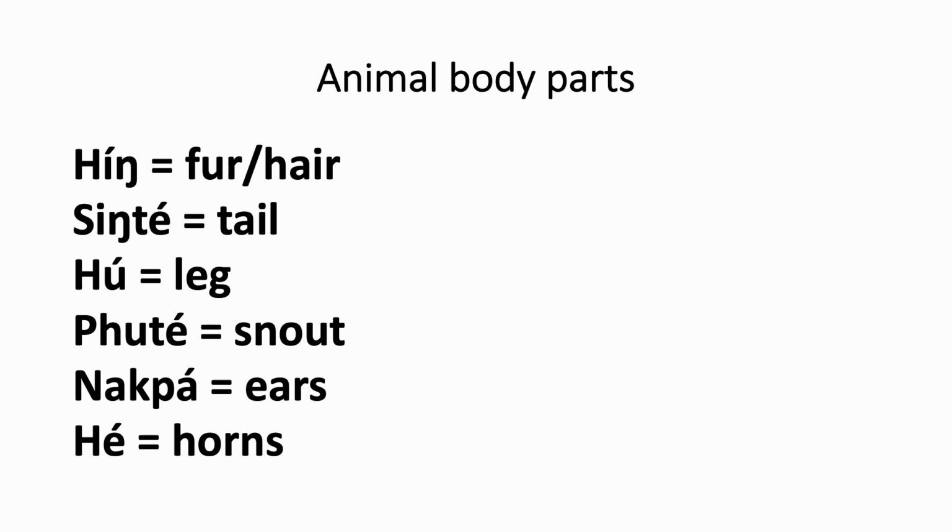Probably a good idea before you start this is to go over the animal body parts that you're going to be using for whatever animal. So he, sinte, hu, pute, nakba, he. A good exercise might be to have them draw these and then label them, or if you want to make little copies that they can color, so they get familiar with the body parts.